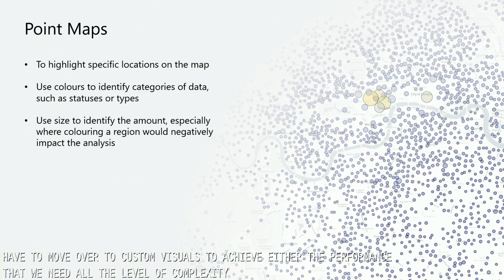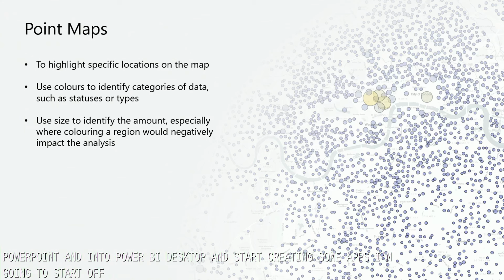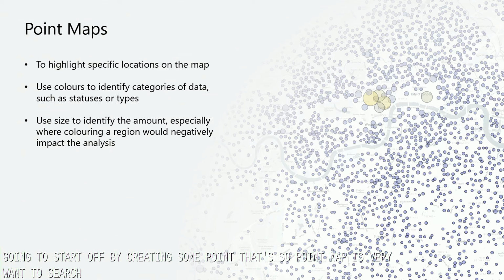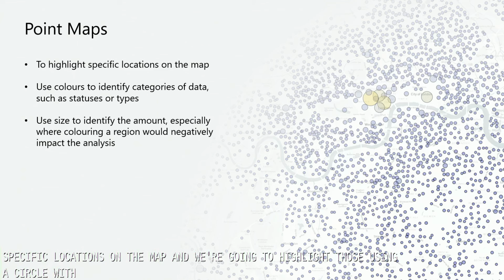So let's move out of PowerPoint and into Power BI Desktop and start creating some maps. And I'm going to start off by creating some point maps. So a point map is where we want to put a circle on the map to indicate something about particular specific locations on the map. And we're going to highlight those using a circle, which can either be a specific size or a specific color.